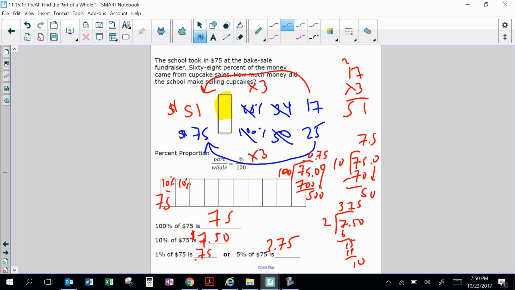And that is what we are learning today. We can do it mentally. We can use our percent proportion. What do you find easier?